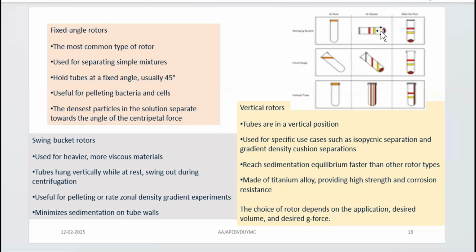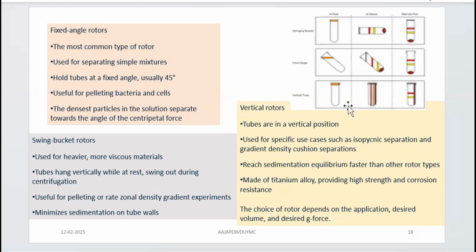Now, what is the use? The last point, if you see, it says it minimizes sedimentation on tube walls. So adherence of the settling particles on the tube walls is minimized when you are having the swinging bucket rotor type. When it is a vertical rotor, tubes are in a vertical position, as you see in the third row of the diagram.